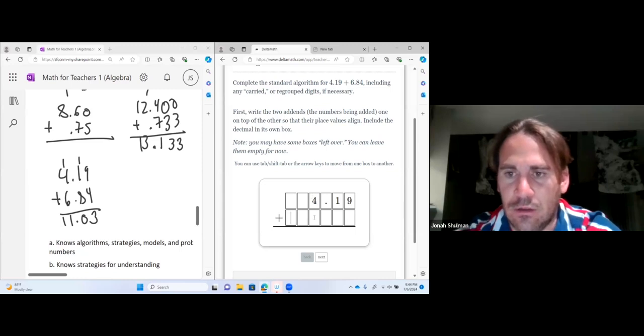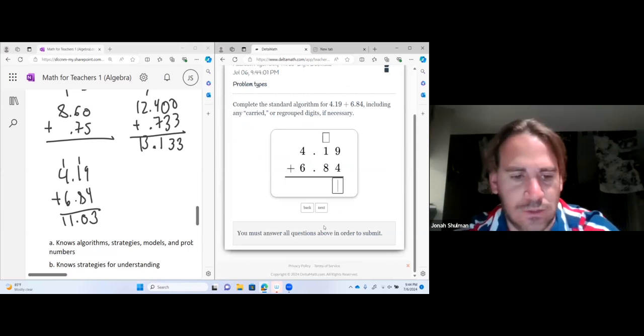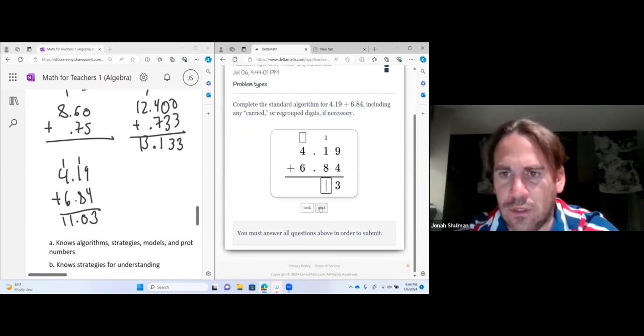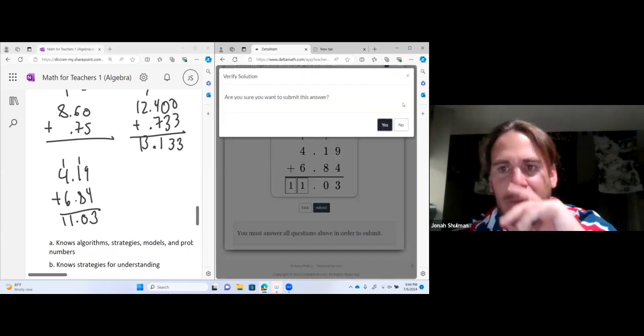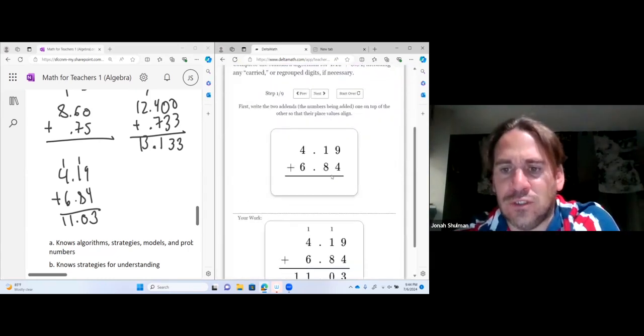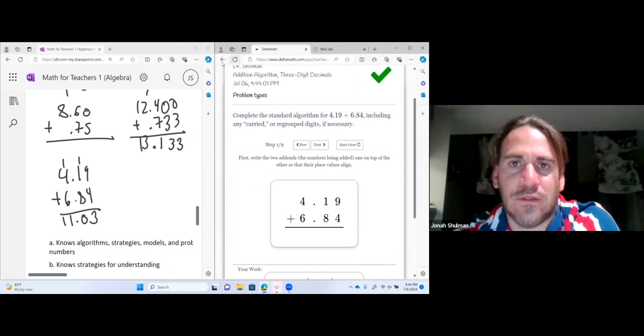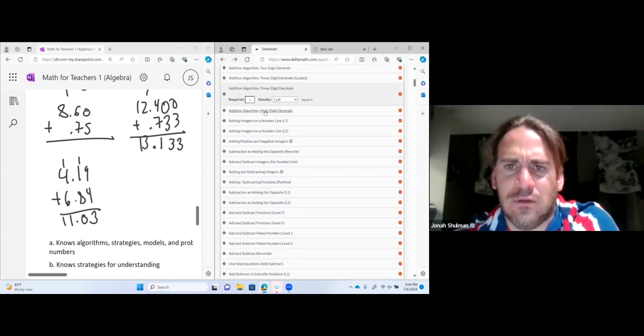4.19. This is 6.84. That's 13. Carry the 1. That is 10. Carry the 1. Oh, carry the 1. There's your decimal. And here's your 11. And that's how you can show your students a really good way to add the decimals. All right. It's the last one of these algorithms, and then we're going to another type of number line.